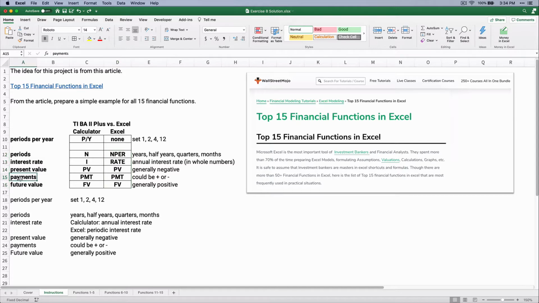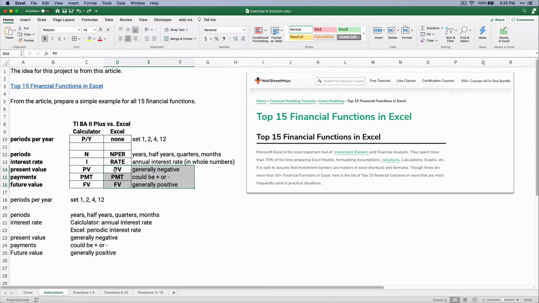The present value is the lump sum at the beginning of the problem. The payments is a stream of payments, could be positive or negative. They're the same amount every time, could be every month or every year. And the last one is future value, which is the lump sum at the end of the problem. Now, one thing we're going to generally do is present value and future value are always going to be different signs. So that's one thing to watch for. They're always going to be different signs.